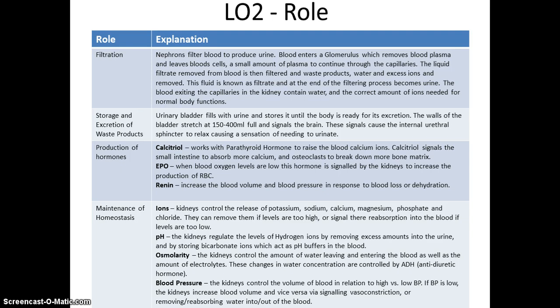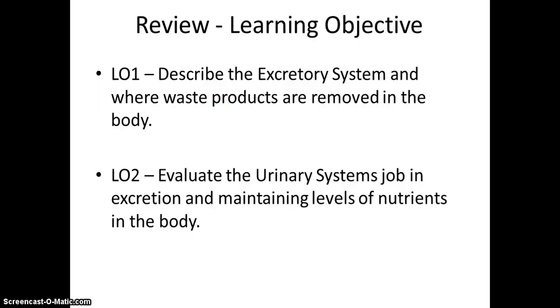I expect to see them within your assignment. Okay, so just to review, we've looked at the excretory system, where in the body we remove waste products: the digestive system, respiratory system, sweating, and the urinary system. And we've also looked at the urinary system's jobs, and in particular the roles of the kidneys in maintaining homeostasis in the body.